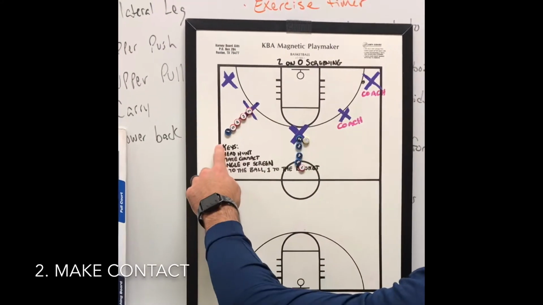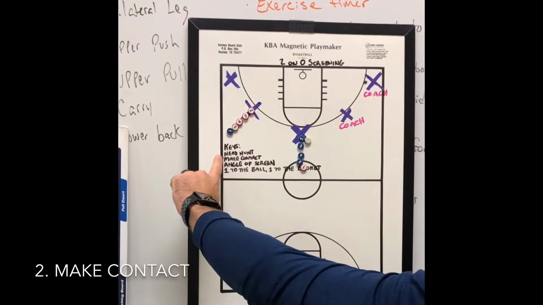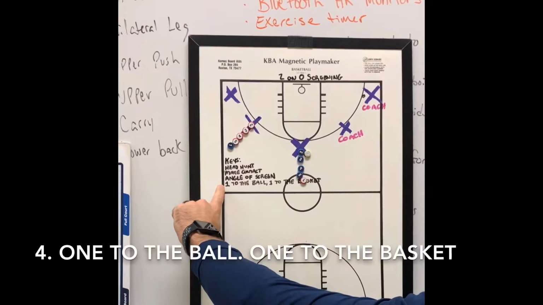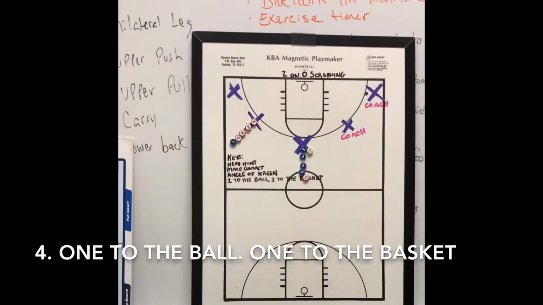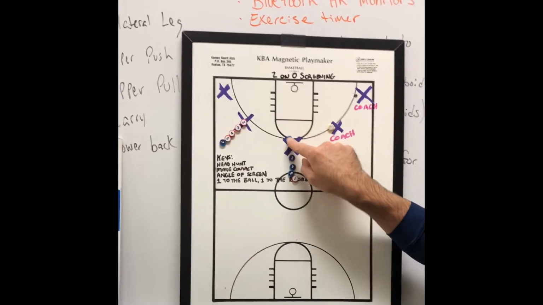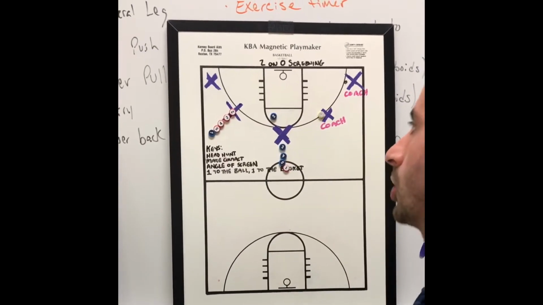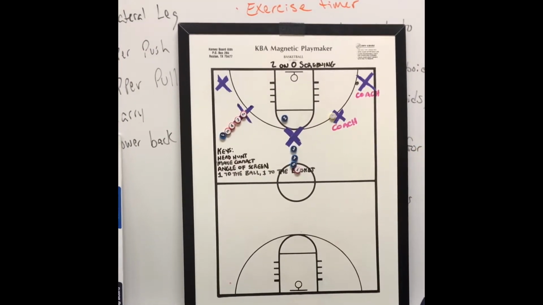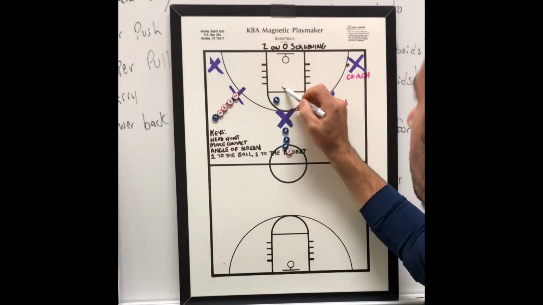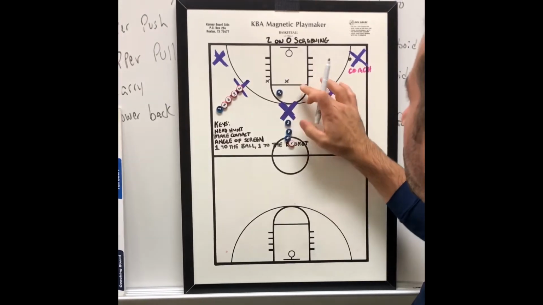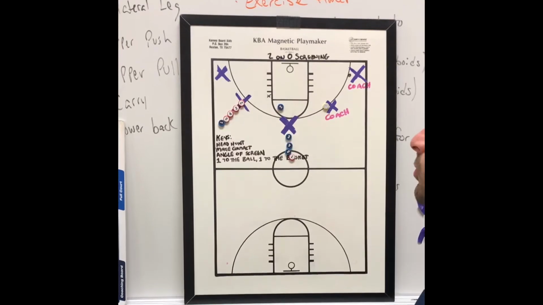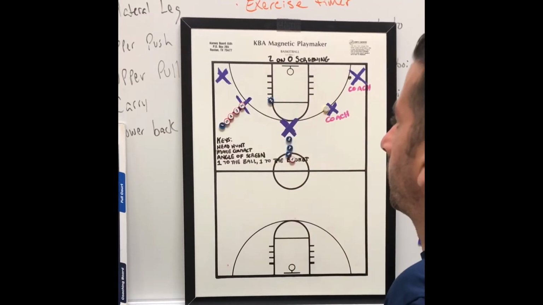Some keys to this drill: headhunting the screen, making contact on the screen, the angle of the screen, and 1 to the ball, 1 to the basket. As player 2 passes the ball to the coach and sets the screen, it's important to headhunt. As we talked about earlier, the defender is taught to move on the flight of the ball, so that player may be on the basket line, that player may be in a deny position. Wherever that player is, the player who passes the ball and is setting the screen should be taught to headhunt.